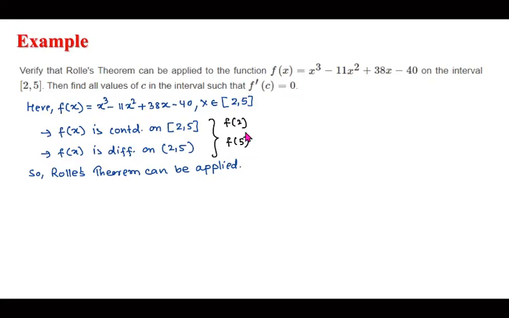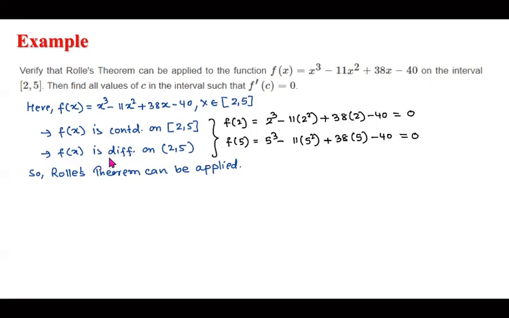Now if you plug in 2 into this function, it will be 2 cubed minus 11 times 2 squared plus 38 times 2 minus 40. If you simplify this, you'll get 0. Similarly, if you plug in 5 into this function, it will be 5 cubed minus 11 times 5 squared plus 38 times 5 and then minus 40. And if we simplify, this is also 0.